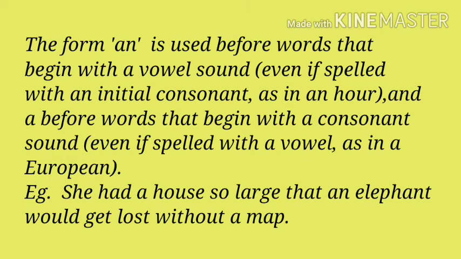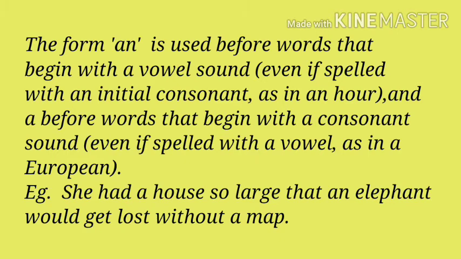The form an is used before words that begin with a vowel sound, even if spelled with an initial consonant, as in an R. Here you see it is beginning with H, but the sound is a vowel sound, and that's why we use an before R. And a is used before words that begin with a consonant sound, even if spelled with a vowel, as in a European. Now here you see, though E is a vowel, we use a European because the sound is a consonant sound, Y, and that's why we use a before European.